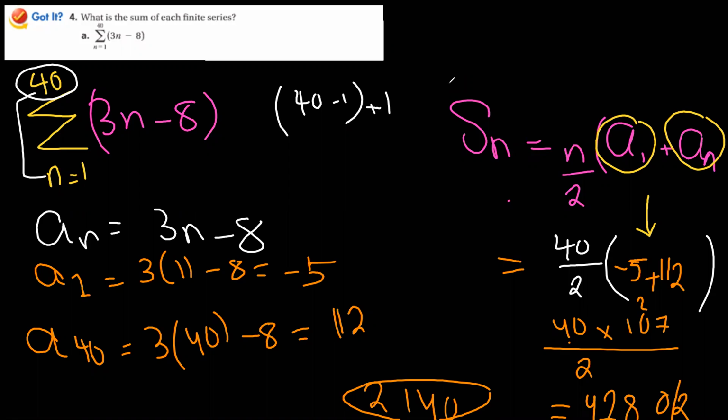Now, a sub 1. So what is the value of n? Yes, Habiba, what is the value of n? It's 1. Exactly. So you have to evaluate with 1 instead of n. So it will be 3 times 1 minus 8. The value of n here is 1, so you evaluate 3n with n equal 1. So 3 times 1 minus 8 equals negative 5.